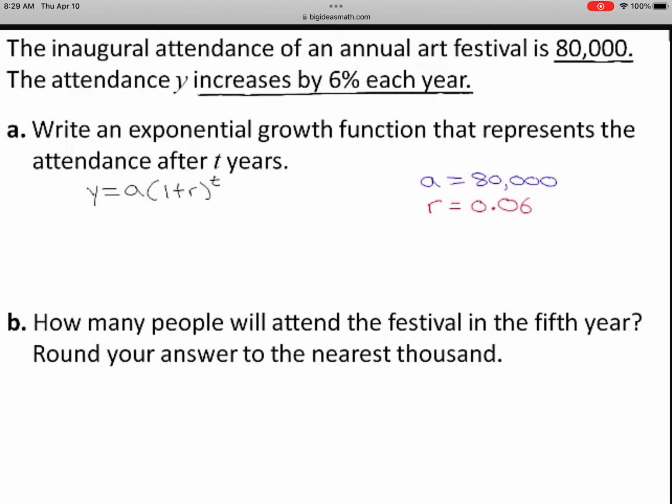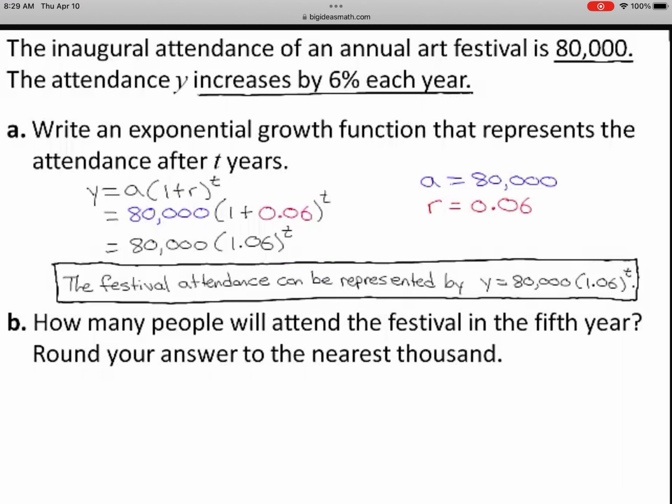Substituting 80,000 for a and 6/100 for r gives y equals 80,000 times the quantity 1 plus 6/100 to the tth power, which simplifies to 80,000 times 1 and 6/100 to the tth power. So the festival attendance can be represented by y equals 80,000 times 1 and 6/100 to the tth power.